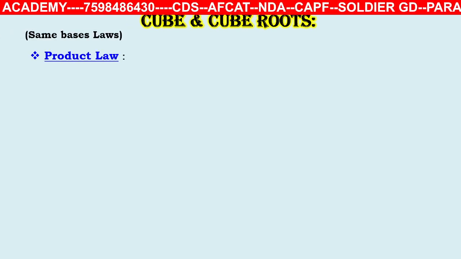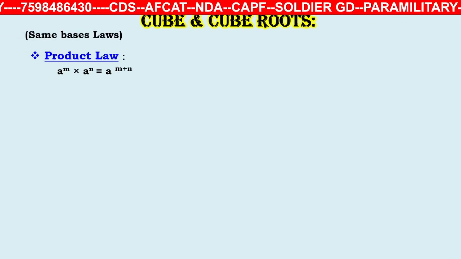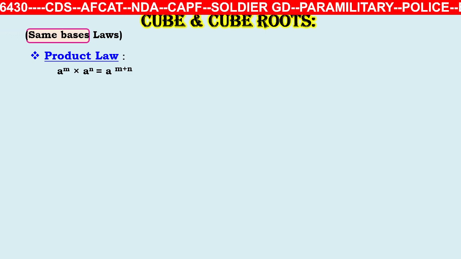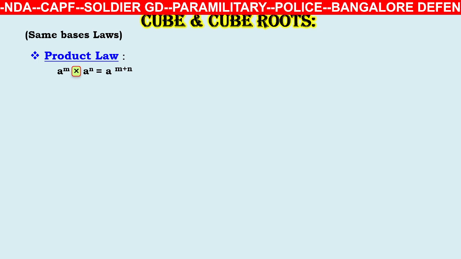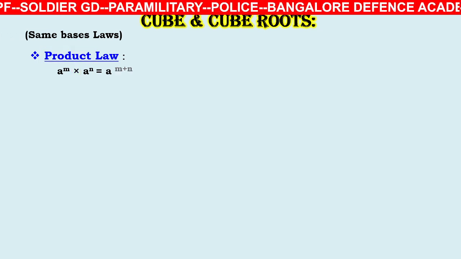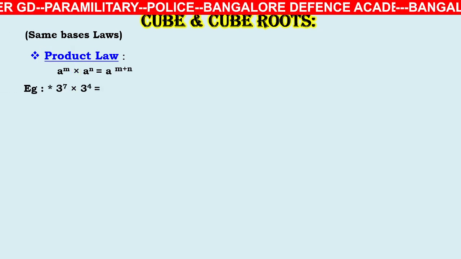Okay, now some basic laws. Product law: a^m into a^n is equal to a^(m+n). So the bases are the same here. When the bases are the same and there is a product, I am going to add the powers. So now look at the example.